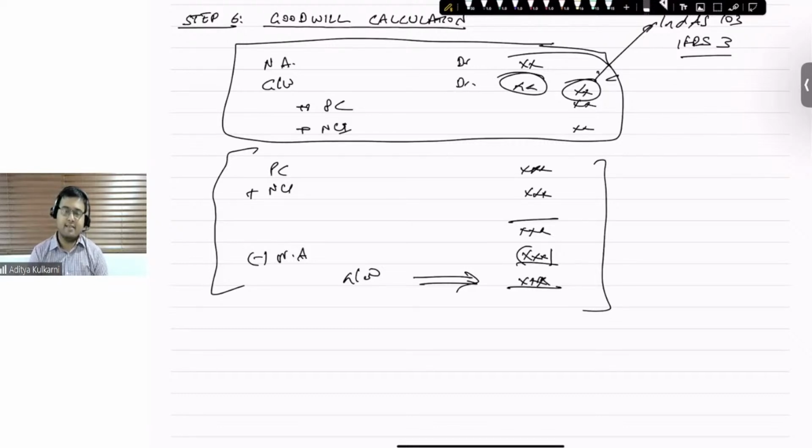If that is the case, then what the standard tells is, don't show it as a gain on bargain purchase. You will directly credit it to the capital reserve. No, it won't come under other comprehensive income. It will directly go in capital reserve in the equity, in the other equity component. Okay, so that is what is there about goodwill.